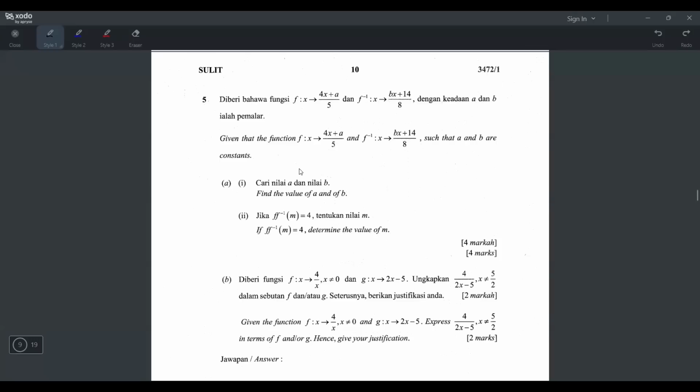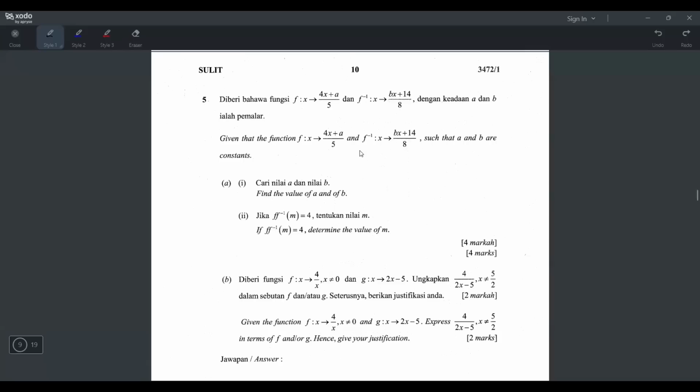So what can we do? We can find the f inverse for this first, right? After you find, it means you start from f(x) and then find f inverse x. After you get your f inverse x, then only you compare with this f inverse x. Then you can find your a and b. Okay, so let's do it now.